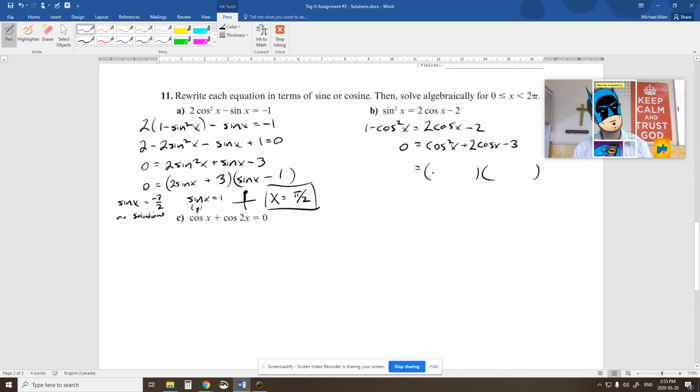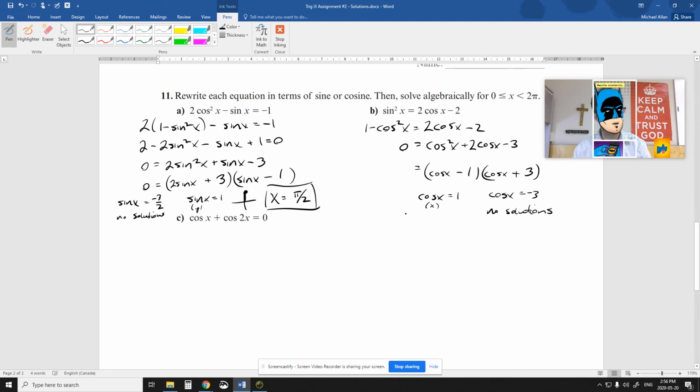I'm going to factor this. I got a 3, I got a 1, I got a positive, I got a negative. Okay, so cos x is equal to 1, and cos x is equal to -3. Again, we got no solutions on this one, right? No solutions. But this one, remember, is your x value.